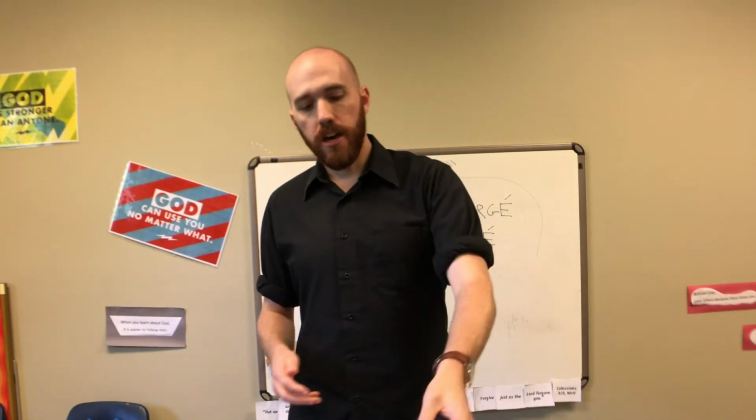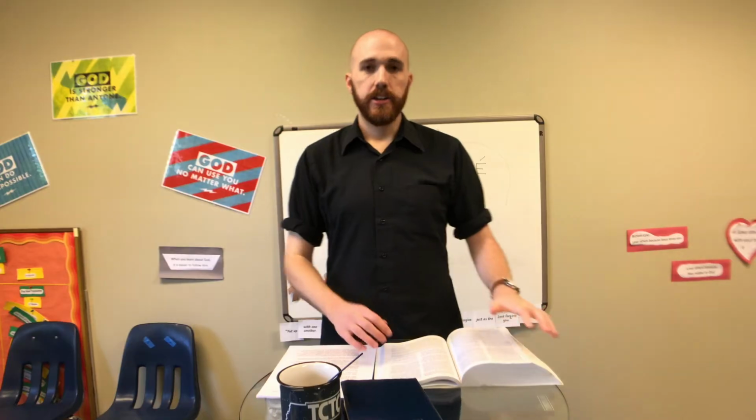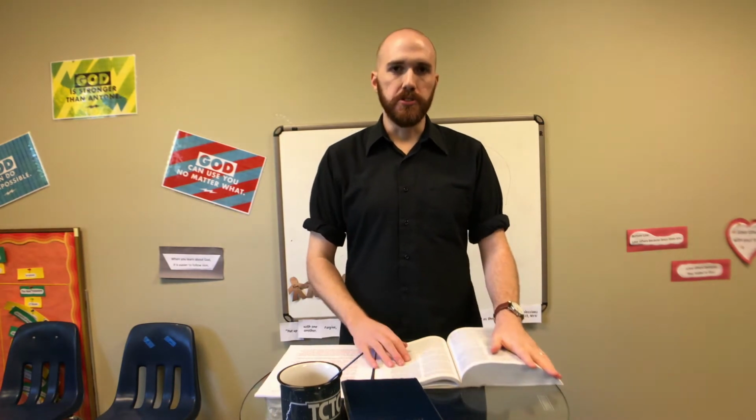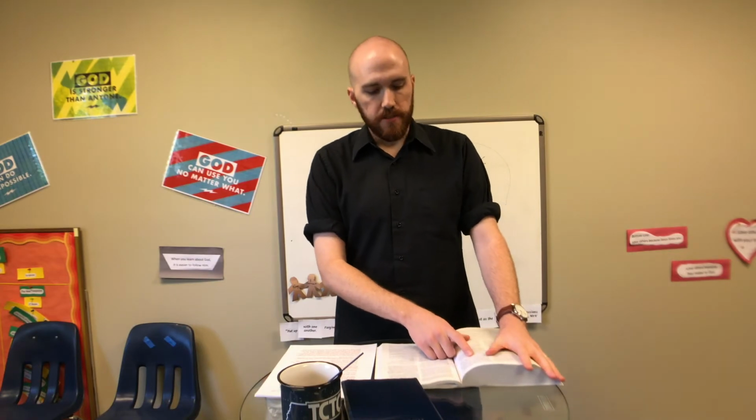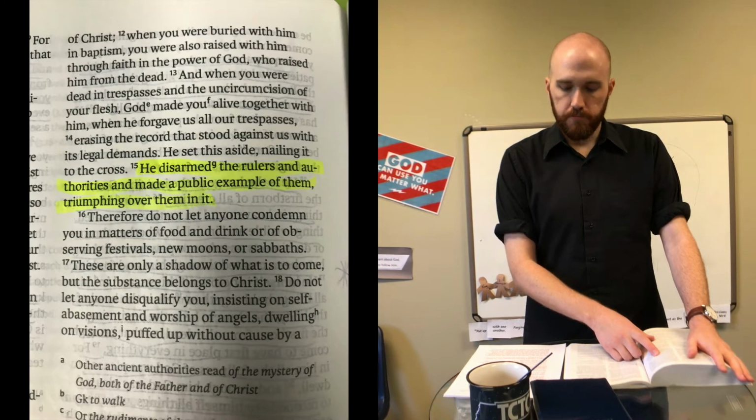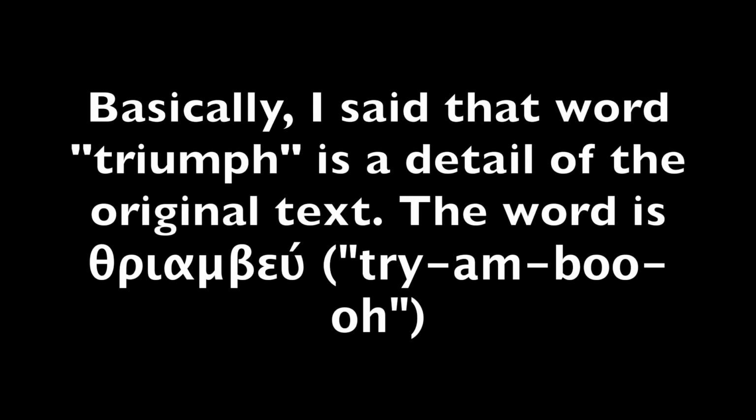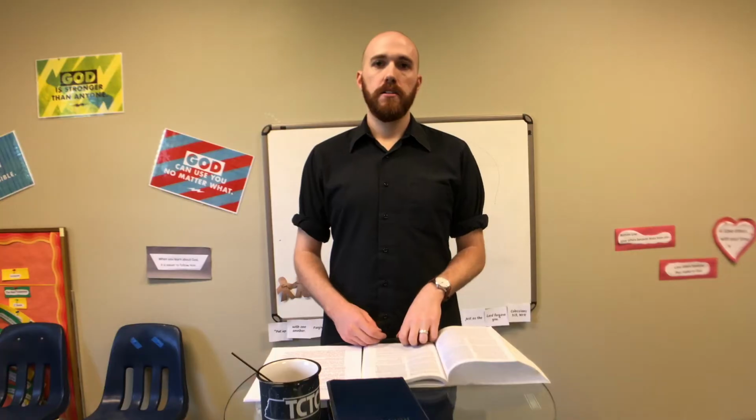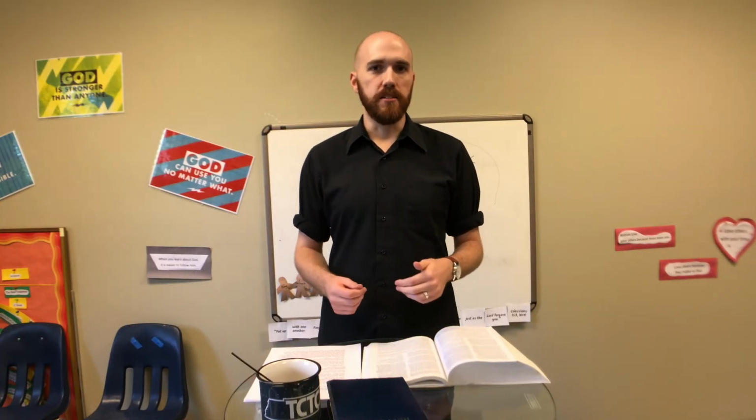So now let's look over at our word-for-word translation to see what we might pick up that we didn't get from the thought-for-thought translation. Here's that same verse, Colossians chapter 2, verse 15, translated in the NASB. Here's what they say. "He disarmed the rulers and authorities and made a public example of them, triumphing over them in it." Now, the Romans had a very specific meaning for this word triumph.